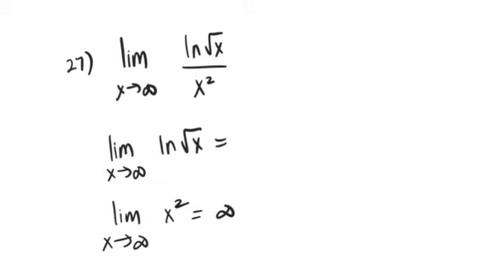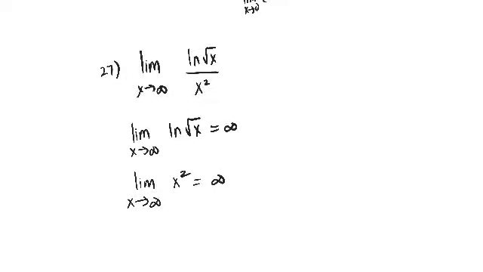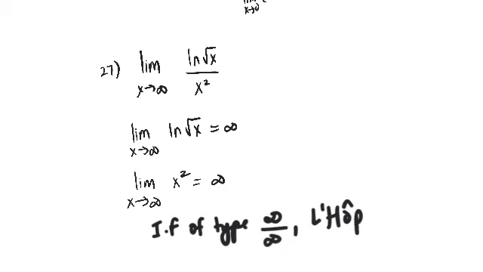The top also, it's ln of the square root of infinity. Infinity is not a number. Square root of infinity just means a bigger and bigger number. Ln of a bigger and bigger number is bigger and bigger, so that one's infinity too. So we do have an indeterminate form of type infinity over infinity, so L'Hopital applies.